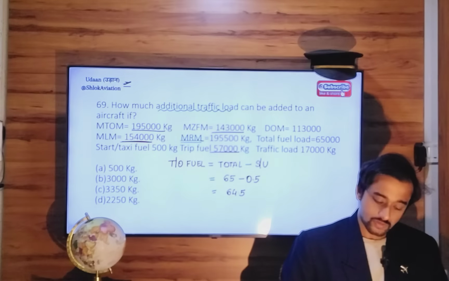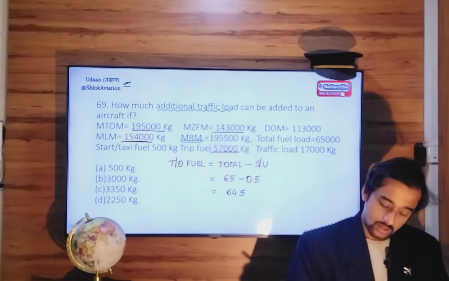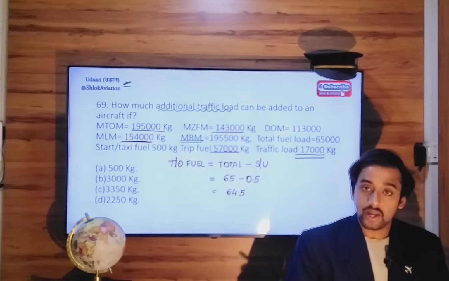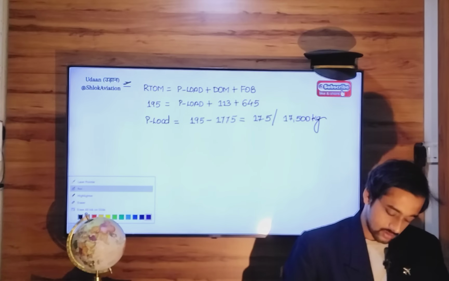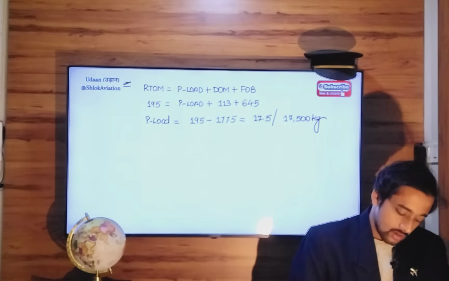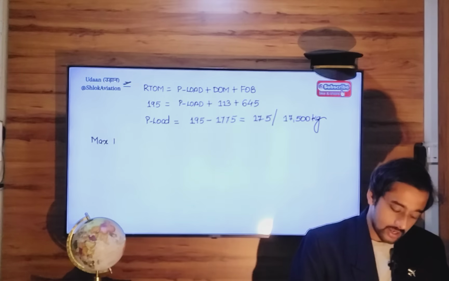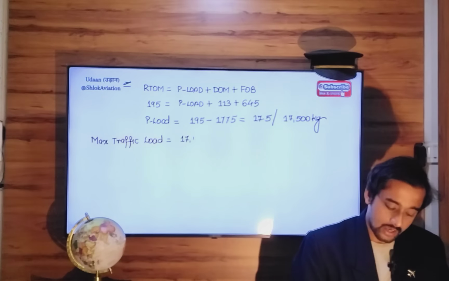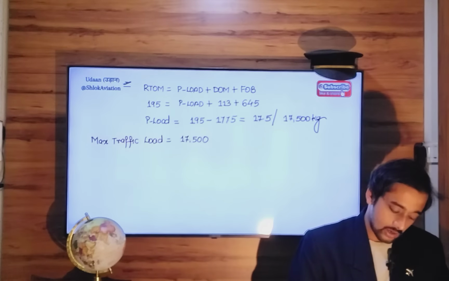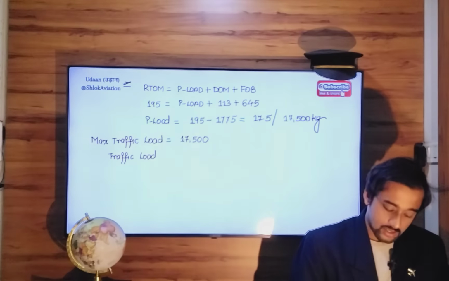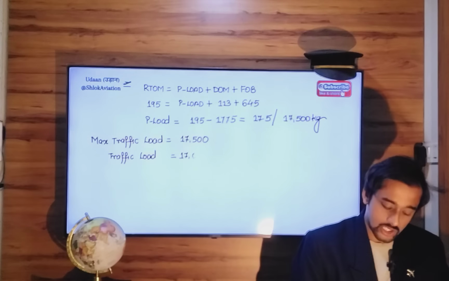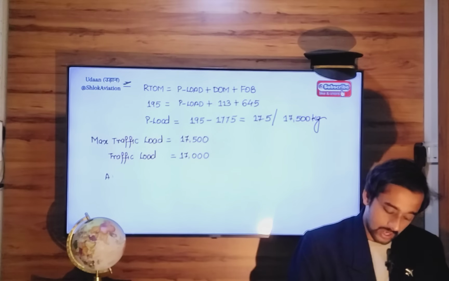So now, current traffic load in your aircraft is 17,000 kg. Maximum traffic load that you can carry in this aircraft is up to 17,500 kg. And the actual traffic load that you are carrying now, as given in the question, is only 17,000 kg. So there is a space for some additional load.